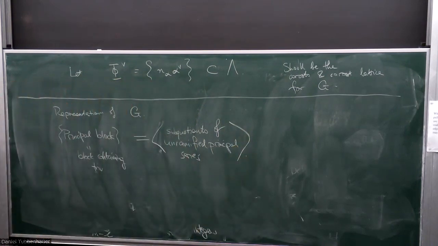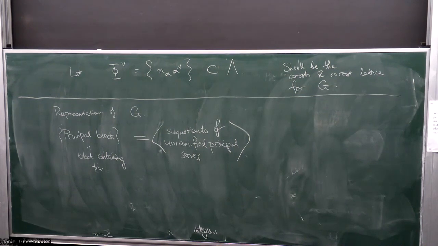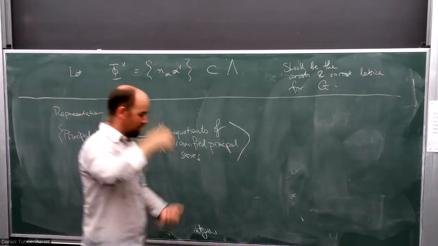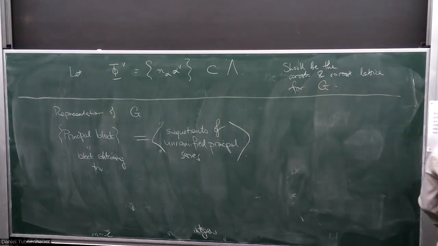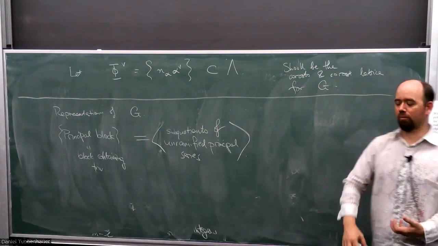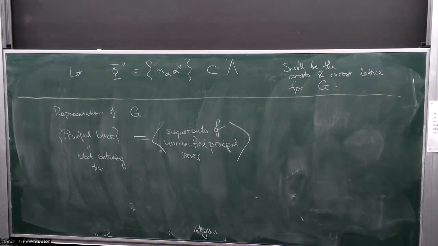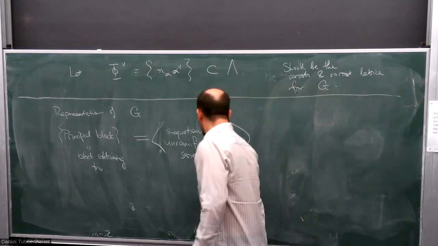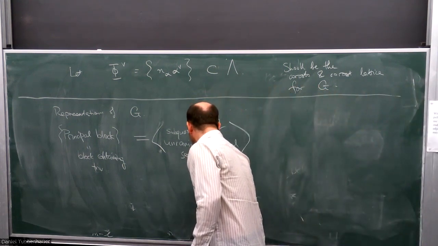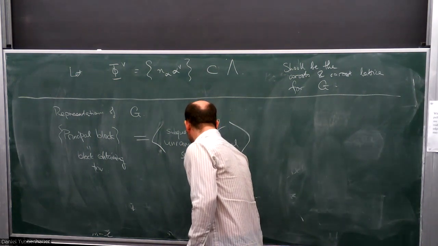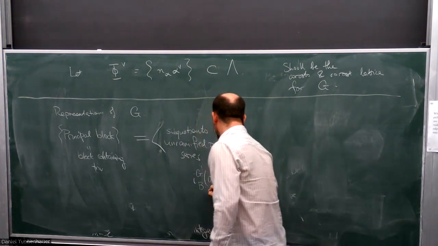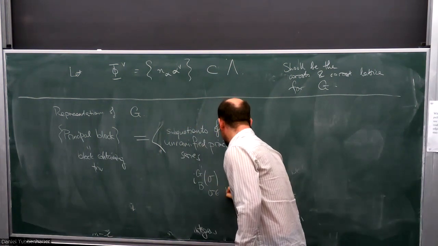So what does that mean? It actually means you take the principal block of the metaplectic torus, you inflate it to the Borel because the torus is a quotient of the Borel, and then you do a parabolic induction, then you induct to G. So that's what an unramified principal series is. I_B^G of sigma, principal block.